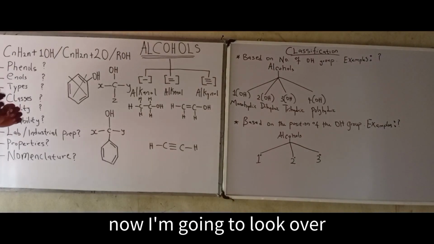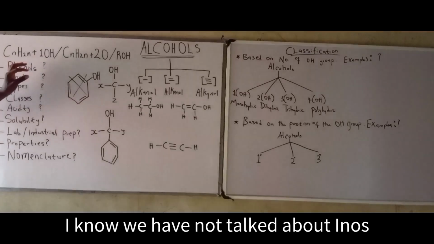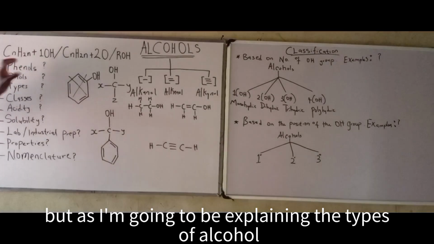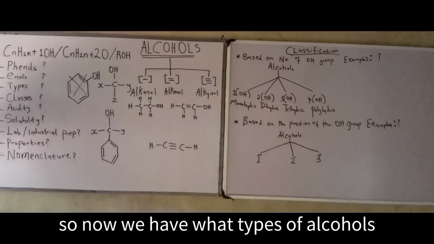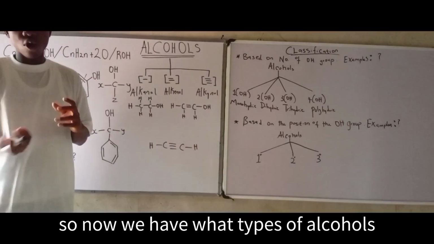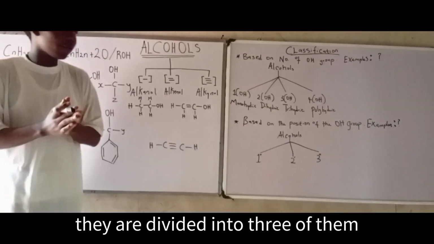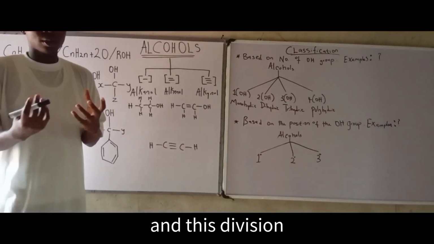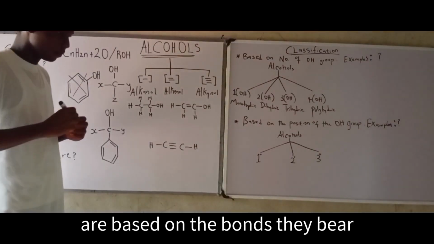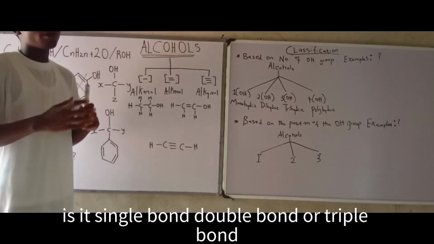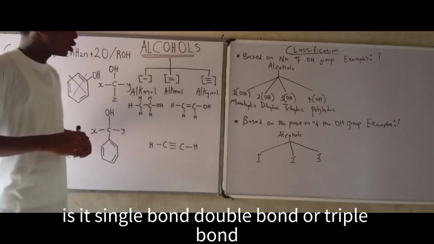Now I know we have not talked about enols, but as I'm explaining the types of alcohol, that is where we will meet them and understand better what enols are. So now we have the types of alcohols. They are divided into 3, and this division is based on the bonds they bear: single bond, double bond, or triple bond.